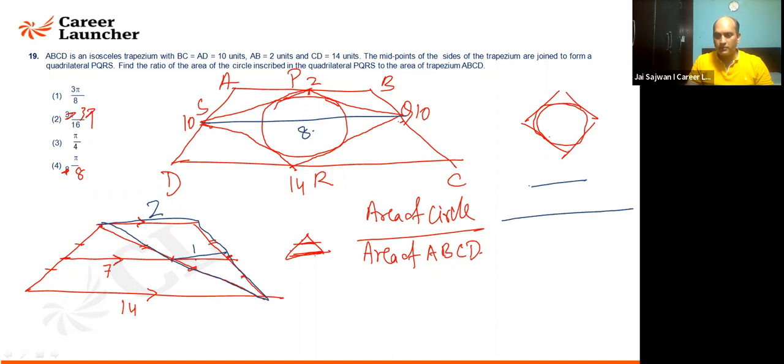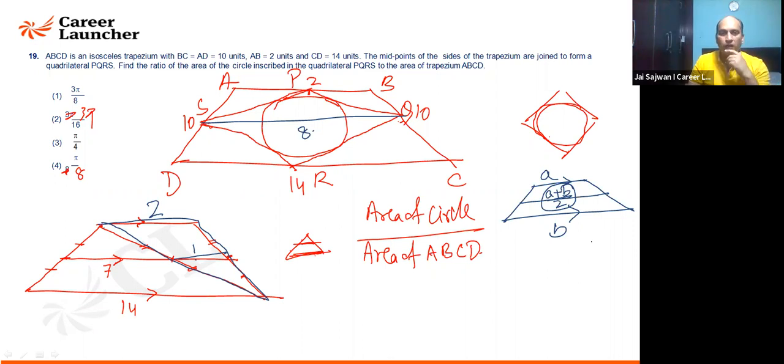Whenever there is a trapezium with one pair of sides parallel and their lengths are A and B, if you connect the middle points, the length of this is A plus B by 2. I believe it is clear. The length of the middle portion, if you connect the middle points and stretch the line, will come out to be A plus B divided by 2. Is it fine? You can cross check it. 7 plus 1 is 8, which is 14 plus 2 divided by 2. So you can remember this is the standard formula.